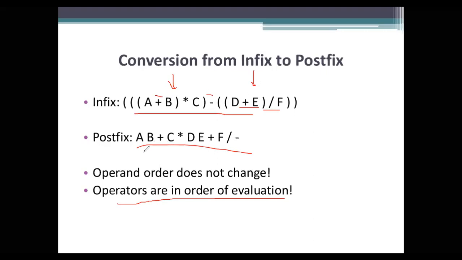So in the postfix, somehow they are also in the same order. So what does this mean? The operand order does not change. So if A was here, A is first, then B, then C, then D, then E, then F. So operand order does not change, and operators order changes, but they change in the order of evaluation.